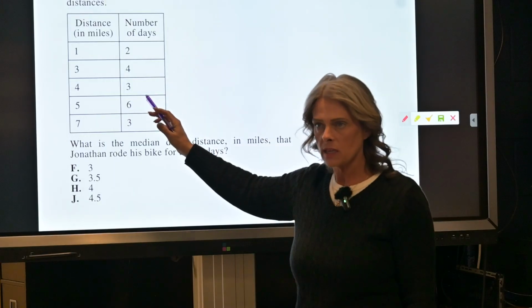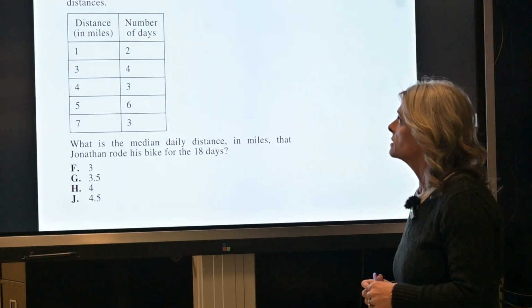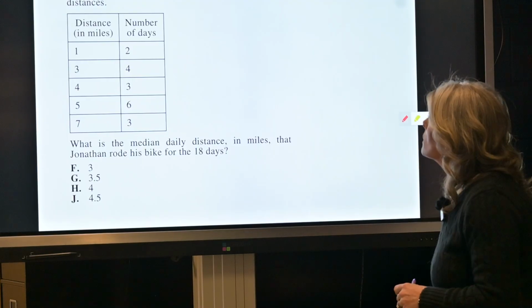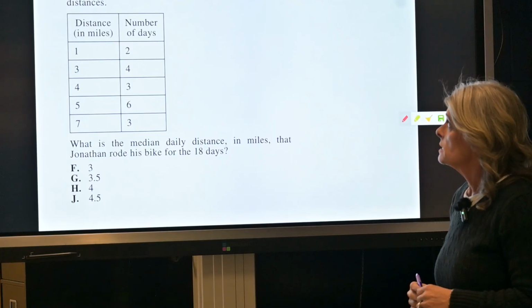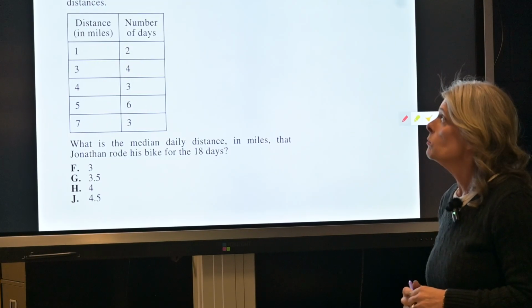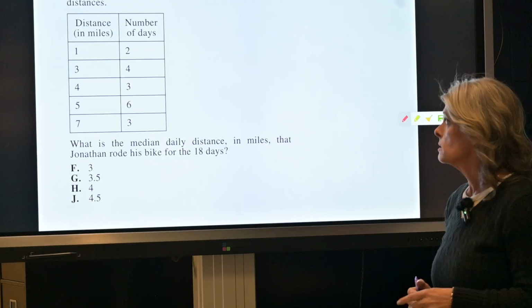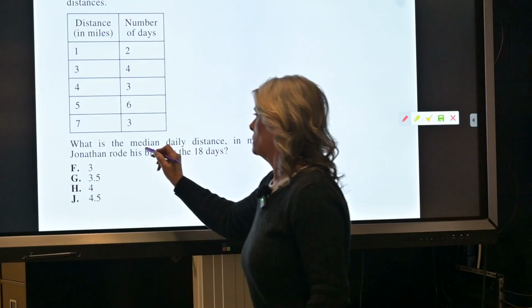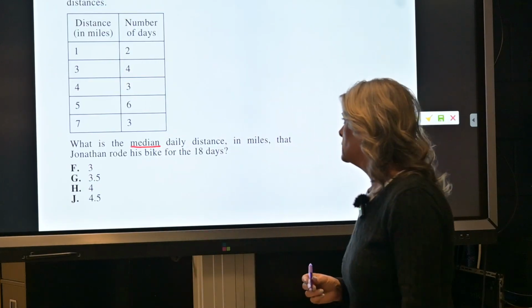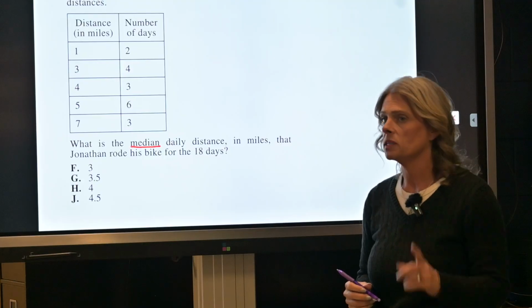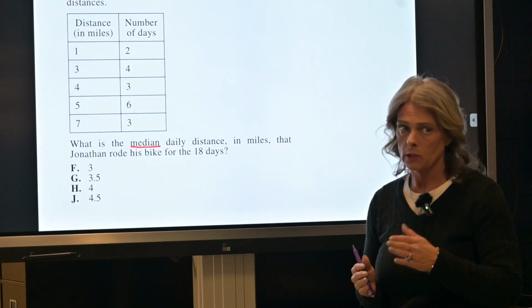the way the table is done. So this is asking, Jonathan rode his bike every day for 18 days. The table shows each of the distances he rode. The table also shows the number of days that he rode each of those distances. What is the median daily distance in miles that Jonathan rode his bike for the 18 days? What is median? The middle, okay?